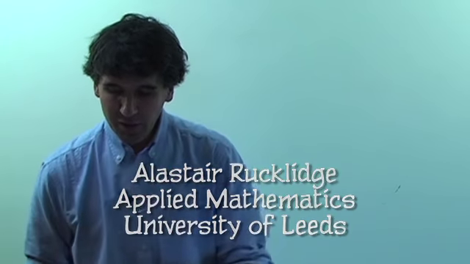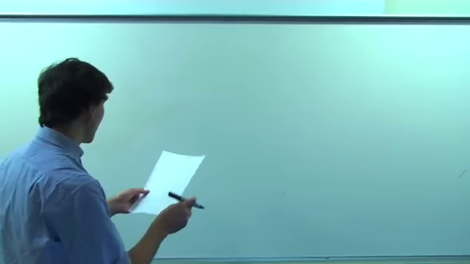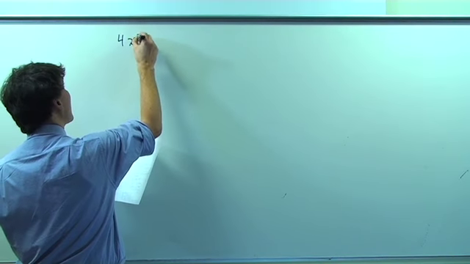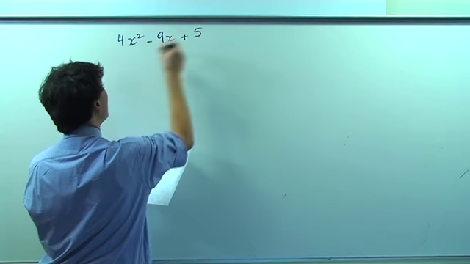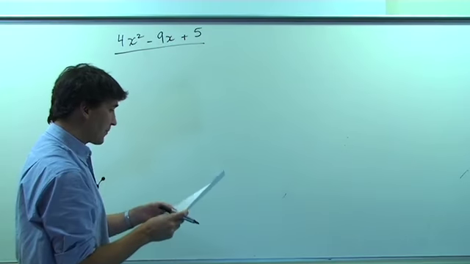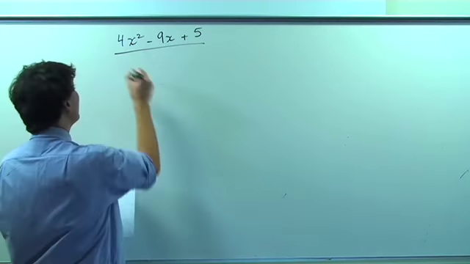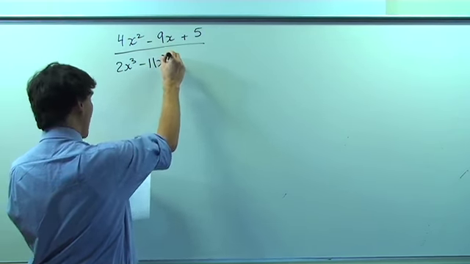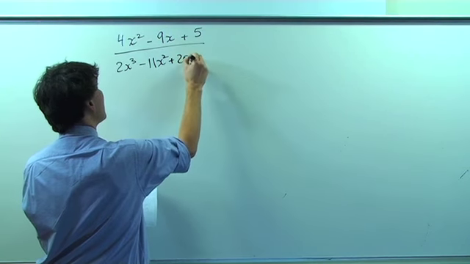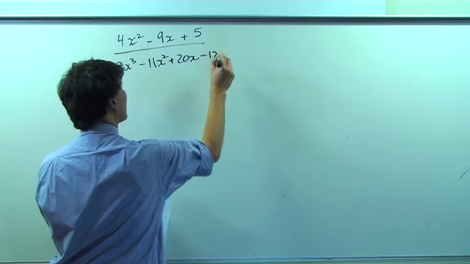The second example that I'd like to look at in the area of rational functions involves just doing partial fractions. And it's a slightly more complicated partial fraction than the one we just looked at. So let's write, here's this problem here. It is going to be 4x squared minus 9x plus 5 divided by 2x cubed minus 11x squared plus 20x minus 12.